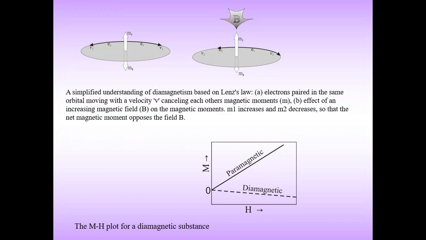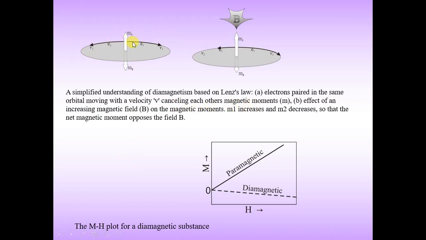Now let's simplify the understanding of diamagnetism based on Lenz's law. First, an electron pair in the same orbit, moving with velocity v, cancels each other's magnetic moment.